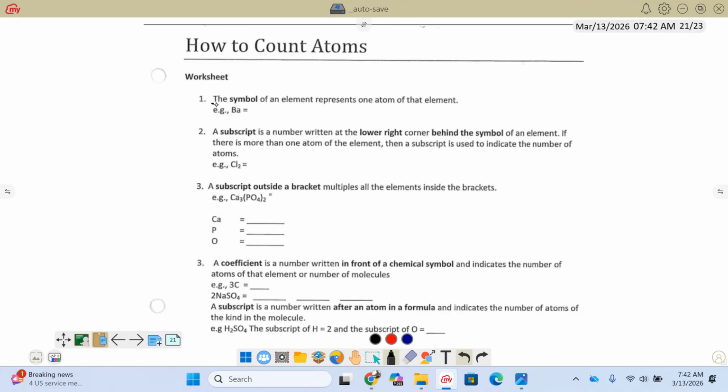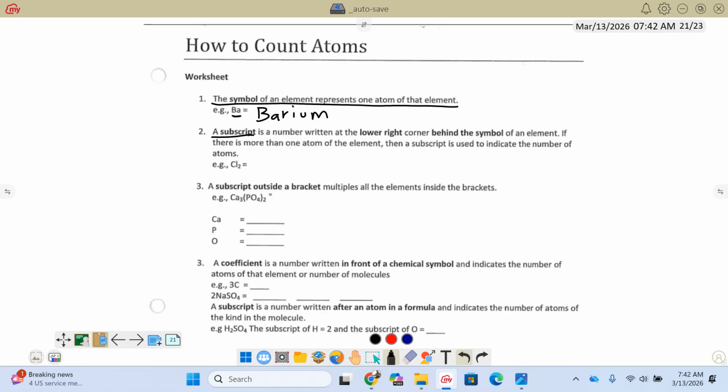Number one reads, the symbol of the element, as on the periodic table, represents one atom of that element. The example here is barium, and when you just see a capital B and lowercase a, that means there's one atom of barium. So Ba just equals barium itself, one atom of it. Pretty simple. On to number two.